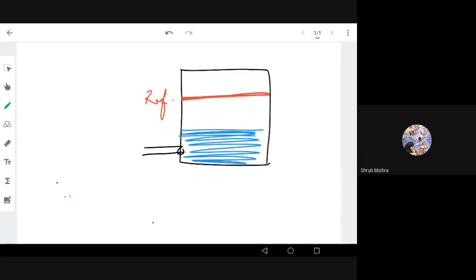Okay. So now what is the input? I'll just write the input. That is m dot, mass flow rate. What is mass flow rate? dm by dt, right? That means the rate of change of mass, kilogram per second. How many kilograms of water are input to the tank per second? So that is our m dot, mass flow rate.